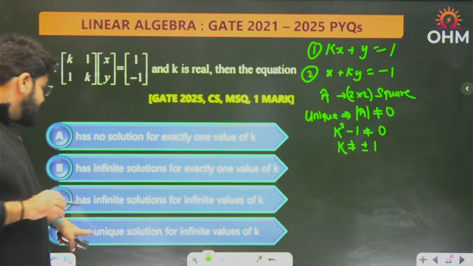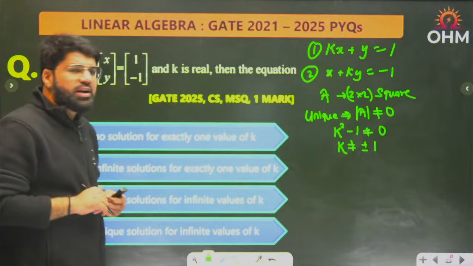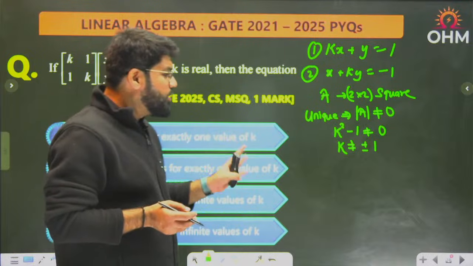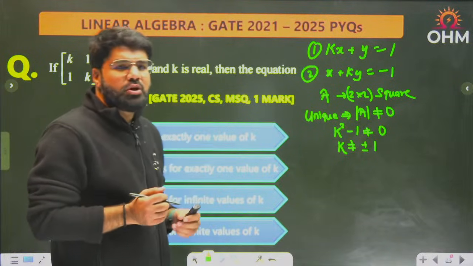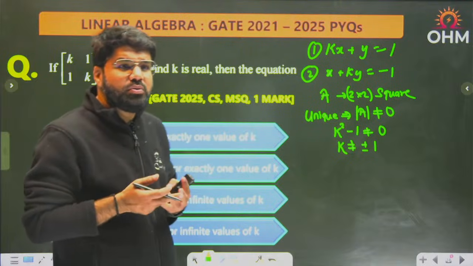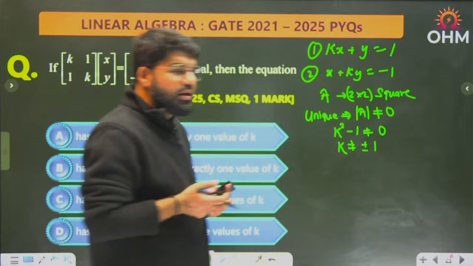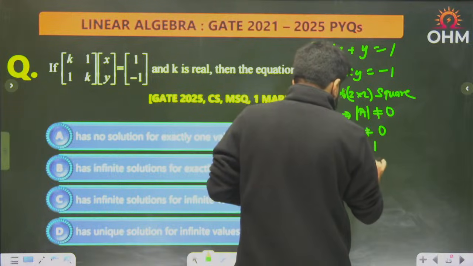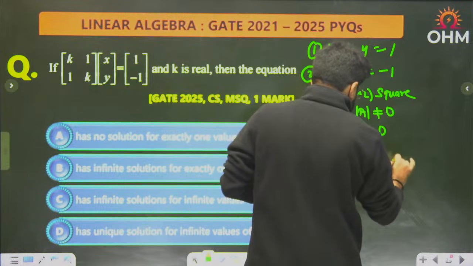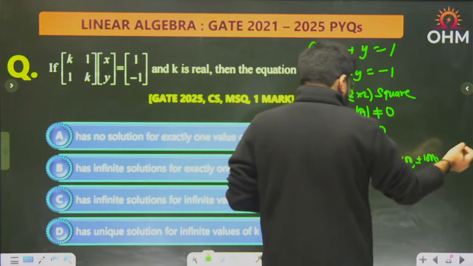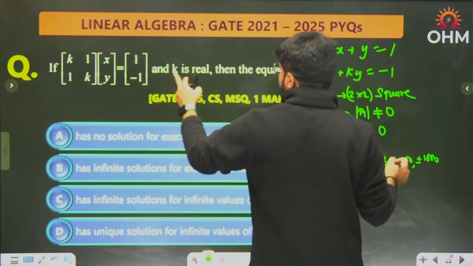Okay, that means the system of equations has a unique solution for infinite values of k. Yes or no? Tell me. The system will have a unique solution for k not equal to plus or minus 1. That means any value other than plus or minus 1, and that can be infinite values. K can be plus minus 2, plus minus 3, plus minus 100, plus minus 1000, and even non-integer, anything. They just told k is real.